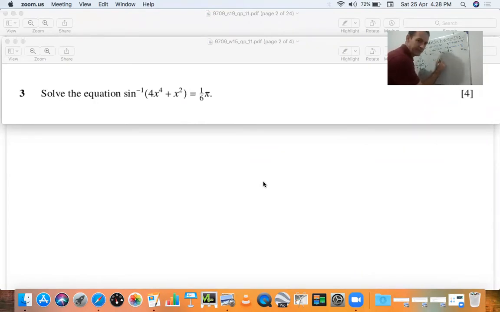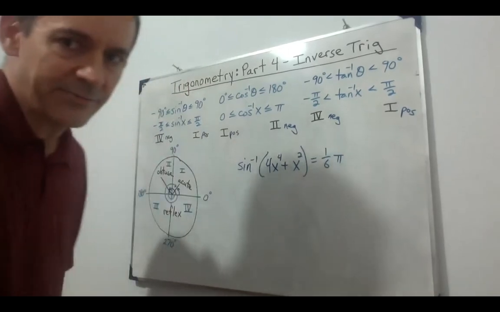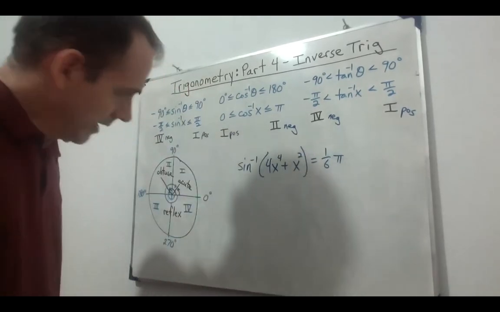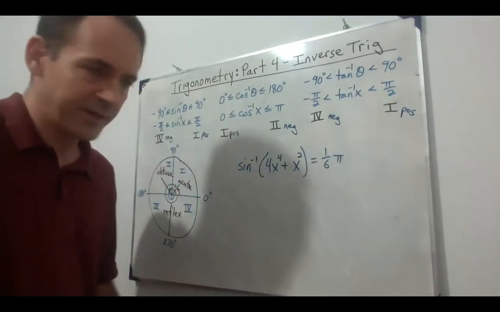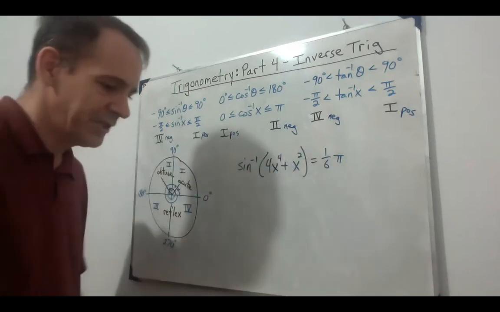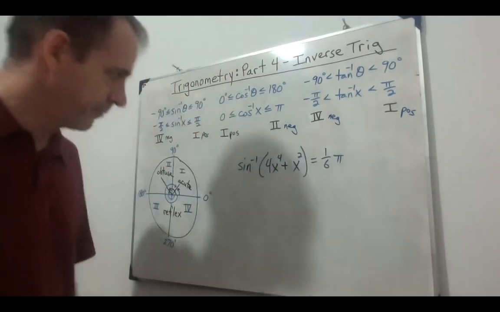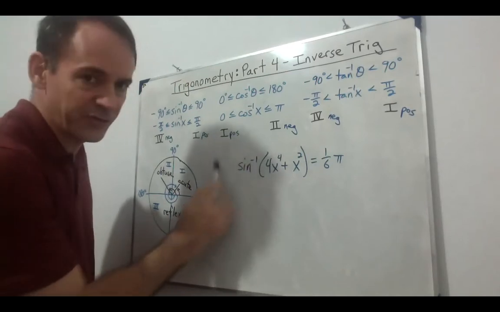So you have the inverse sine of 4x to the fourth plus x squared equals 1/6 pi. Notice it's in radians because of the pi. And we'll come back to the board here because I have it written here. Now we're supposed to solve this. This is one of the Cambridge questions that we have. So here you see our inverse function.